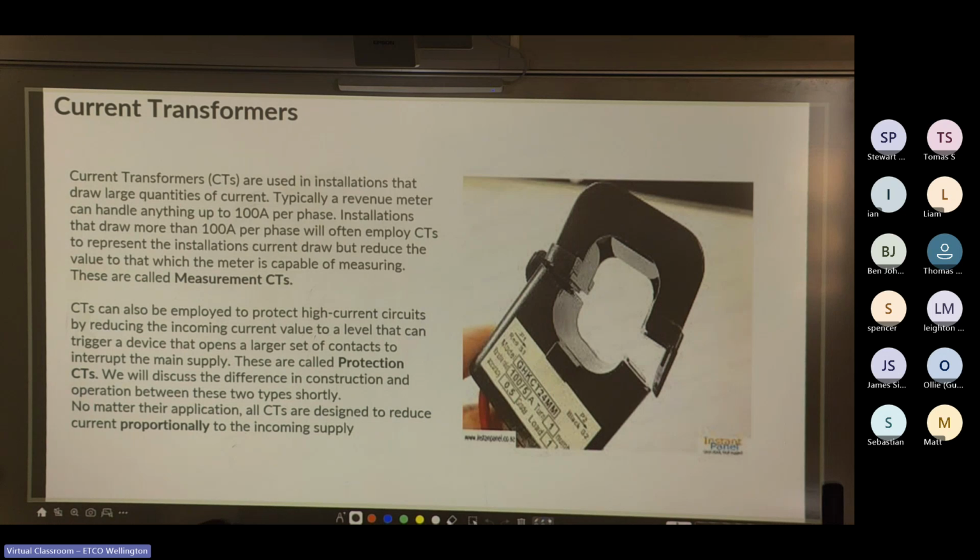So they're used in installations that draw large quantities of current. Typically, a revenue meter can handle anything up to 100 amps per phase. So that's your standard revenue meter that you have in your house. Has anyone here hung, rehung, taken off, or played with a current revenue meter?